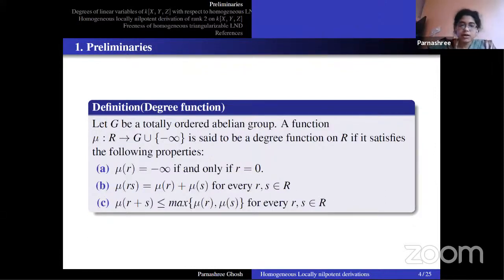Next I define what is called a degree function. So consider a totally ordered abelian group G. Now a function mu from R to G union minus infinity is said to be a degree function on R if it satisfies these three properties. The first one is mu(r) is minus infinity if and only if r is 0. The second property says that mu(rs) is mu(r) plus mu(s) for every r, s in R. And the third property is about addition: mu(r plus s) is less than or equal to the maximum of mu(r) and mu(s).